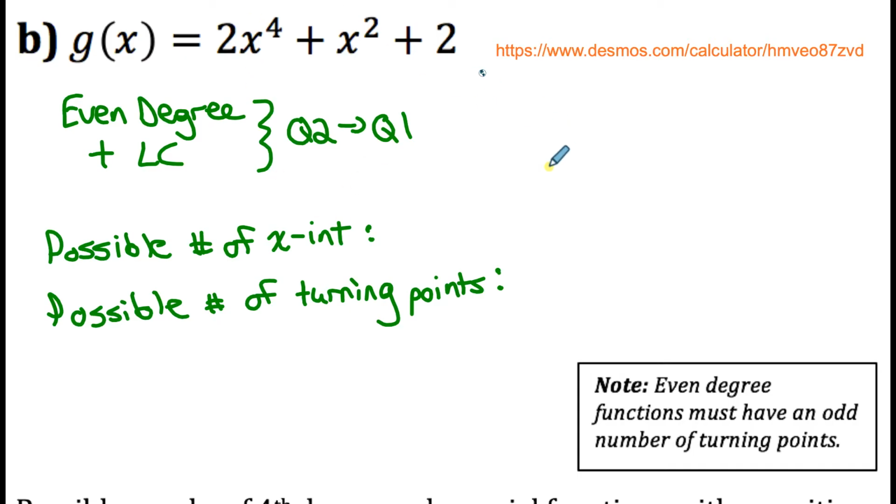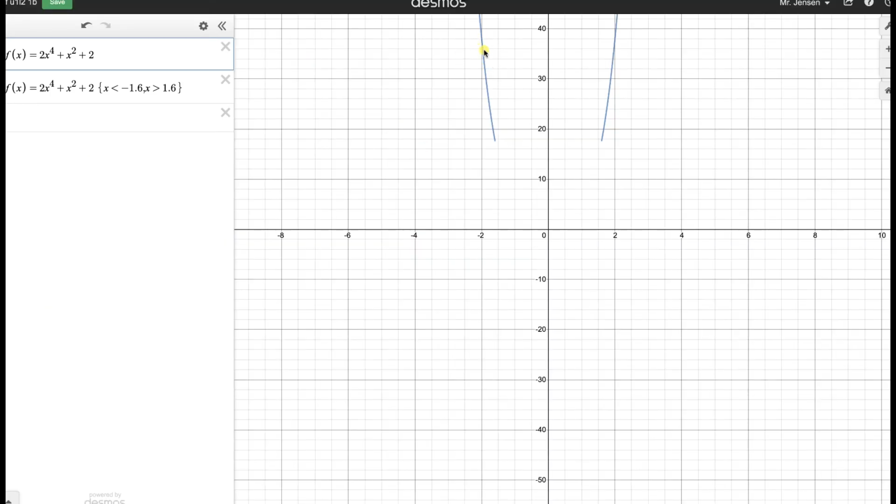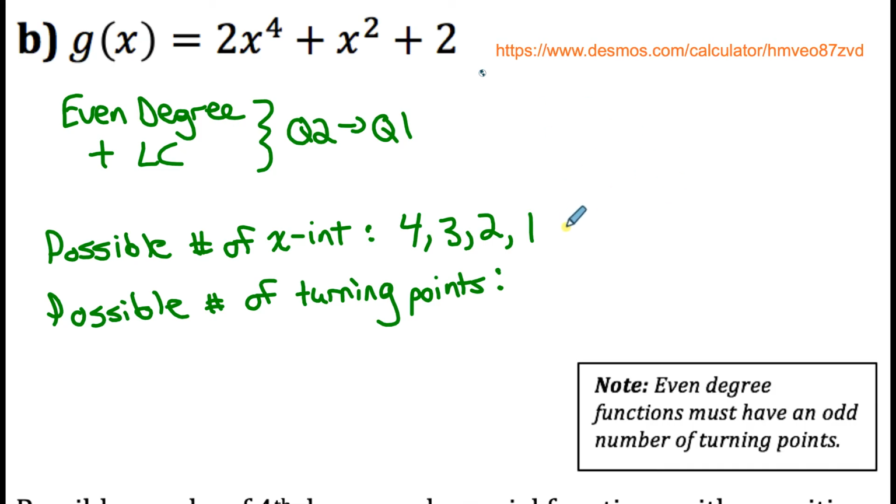Possible number of x-intercepts for degree 4. Well, at most it could have 4 x-intercepts, or any number less. Do we include 0? Can an even degree polynomial function have 0 x-intercepts? Look back to the graph. Can I get from here to here without crossing the x-axis? Yes, of course you can. And in fact, this one does exactly that. It never crosses. So 0 is an option for even degree polynomial functions.